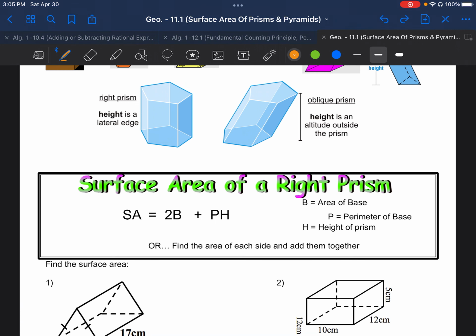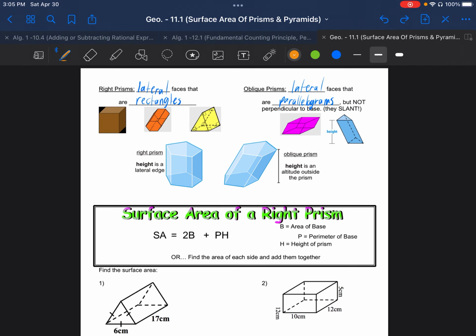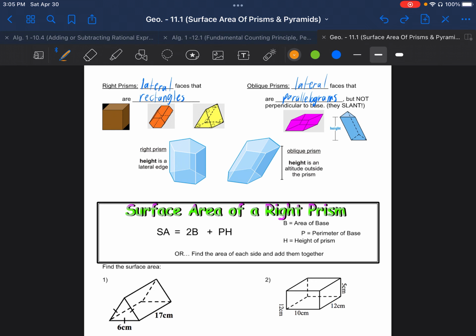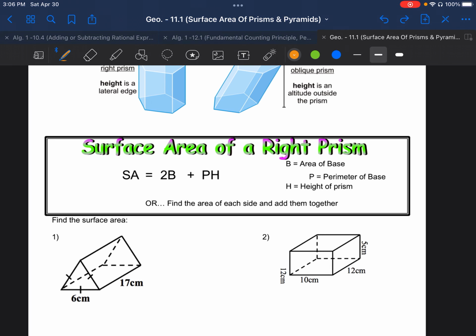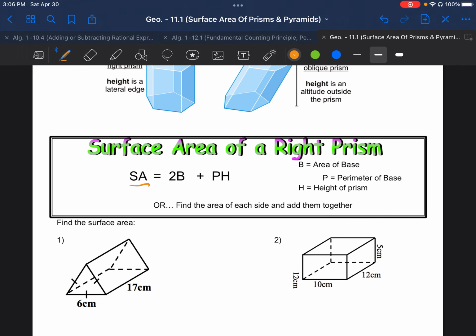For a right prism, remember that's the one where the lateral faces, or the sides, are rectangles, the surface area, SA for short, is 2B plus PH, where capital B is the area of a base, so one of those congruent faces. P is the perimeter of one of the bases, which are congruent to each other, so you find one base, you find the other. And H is the height.